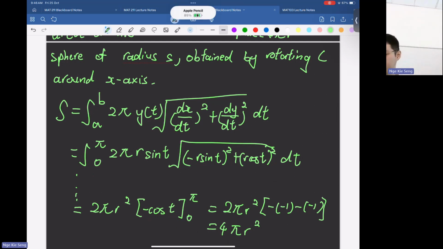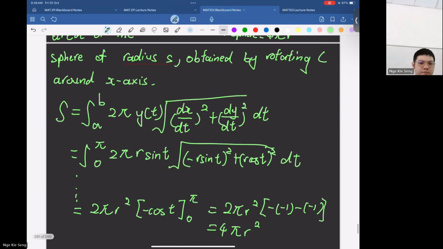Okay, everyone got it? See if any calculation is wrong. Please check. Okay, everyone happy with 4 pi r squared?